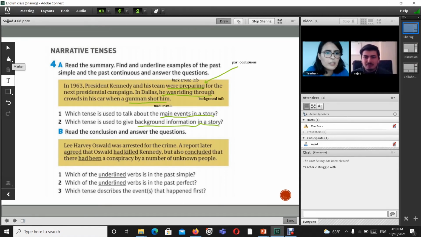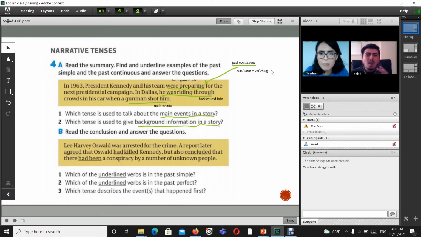Can you help me with the form, Sajjad? What is the form with past continuous? Usually, what do we use? Subject. Yes, his team is the subject. Plus was or were, the past form of the to be verb. Plus? Verb plus ing. Okay, verb plus ing, good.